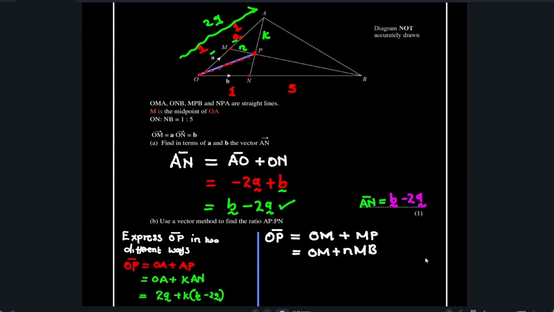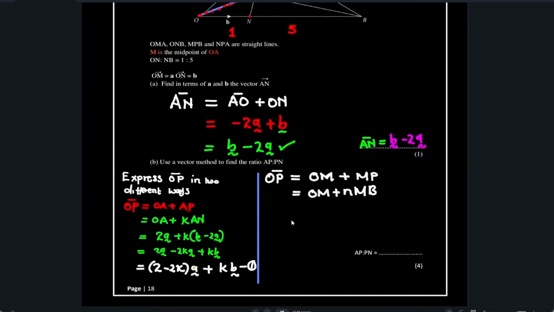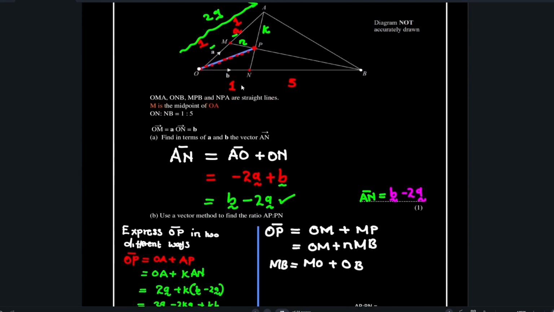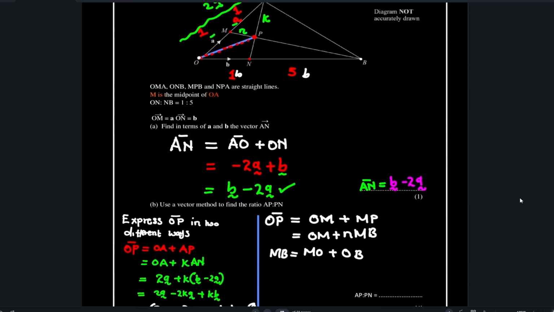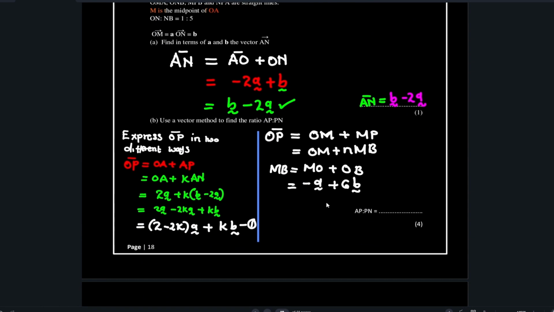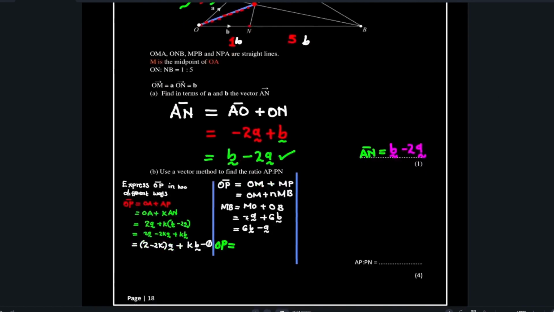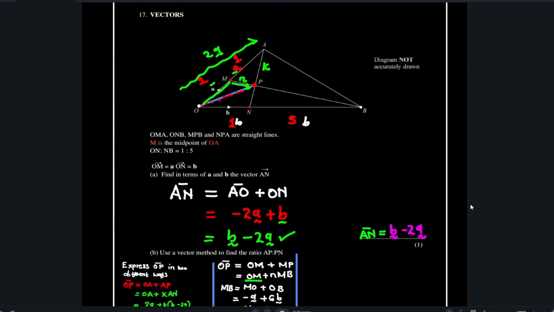MB, we can find it because to move from M to B, we need to move from M to O plus O to B. We shall use that route like that. M to O is negative A plus 6B. The entire length here is 6B. So this is going to be written like that. Now OP is going to be OM, which is vector A, plus MP, and our MP is going to be N times the MB that we have obtained.